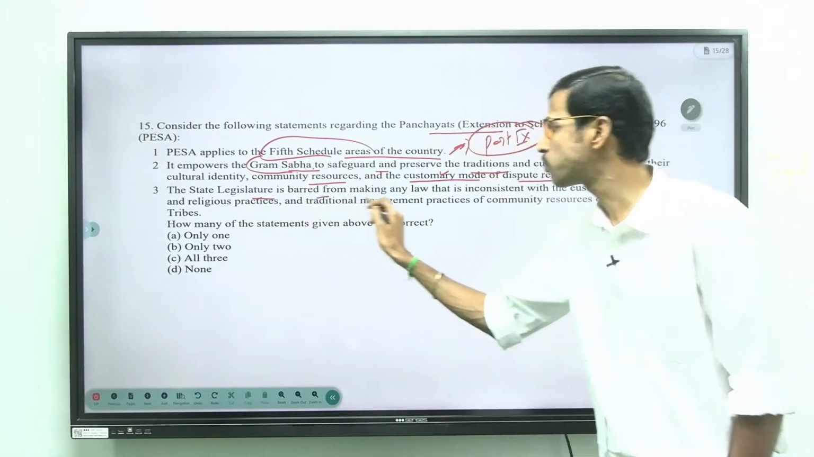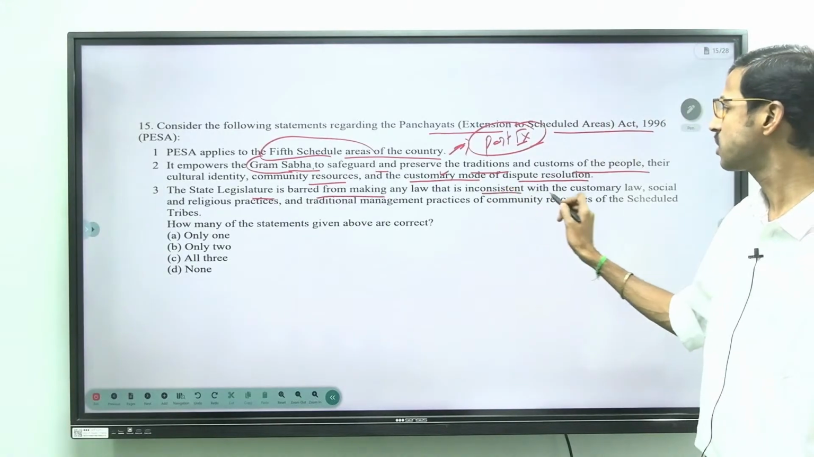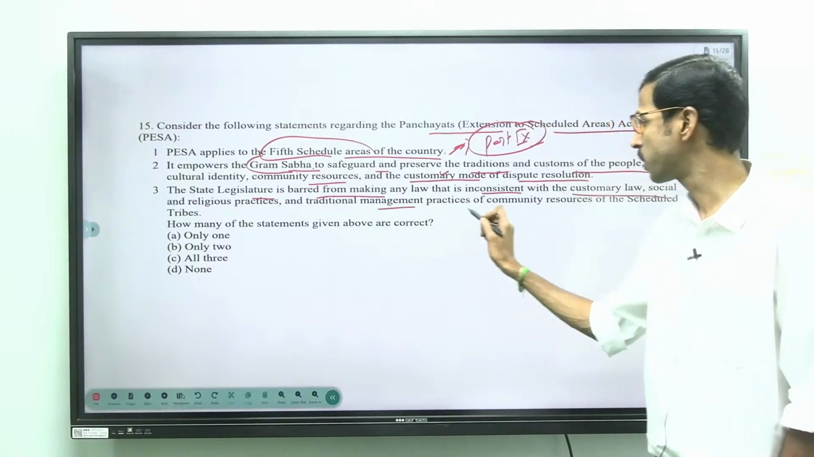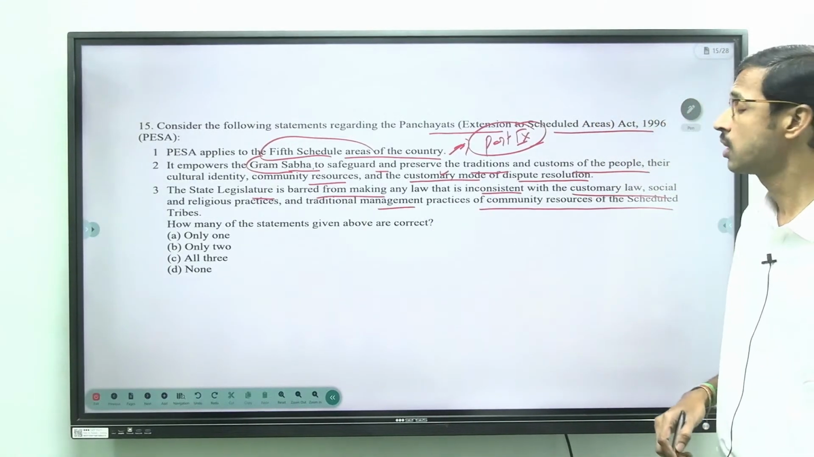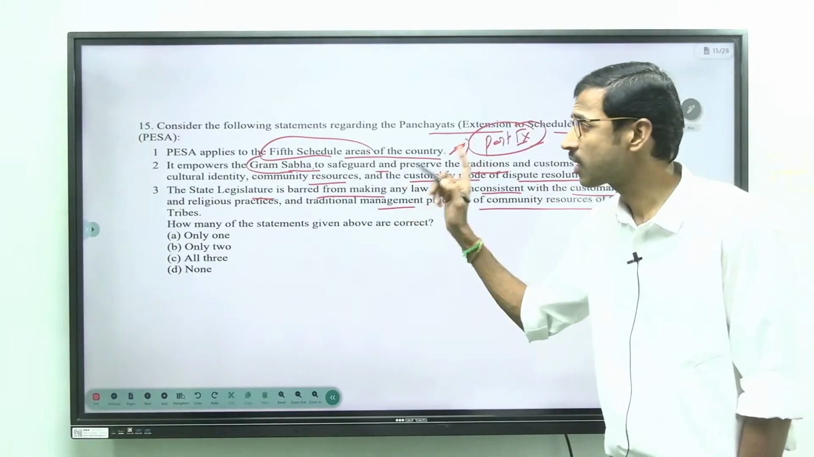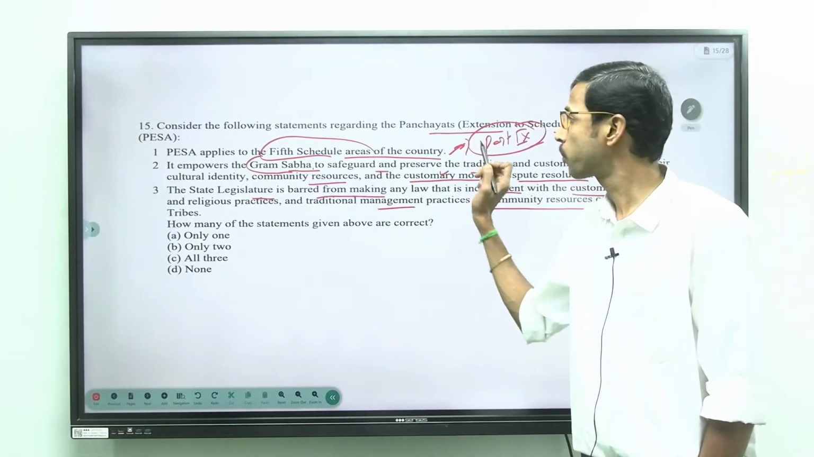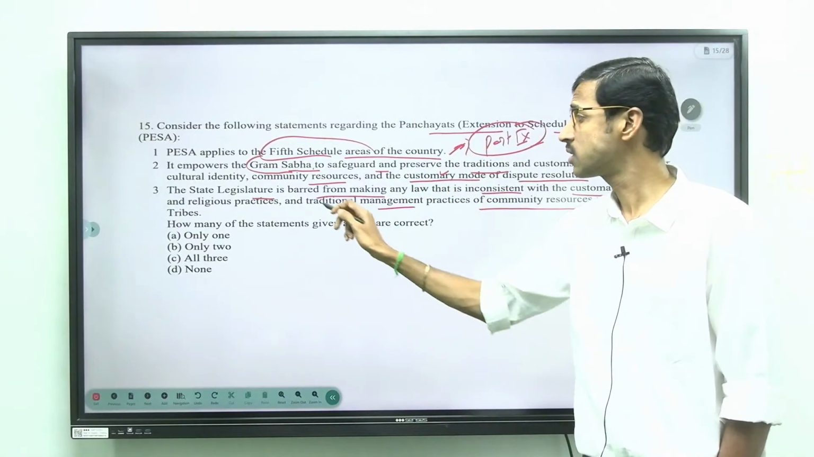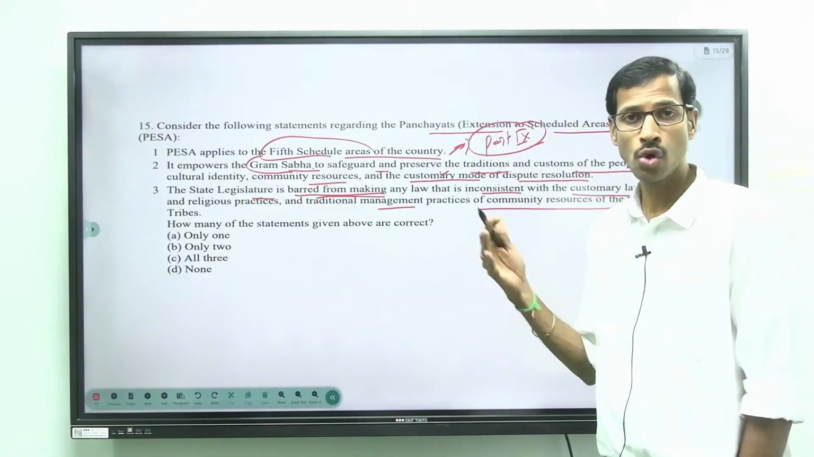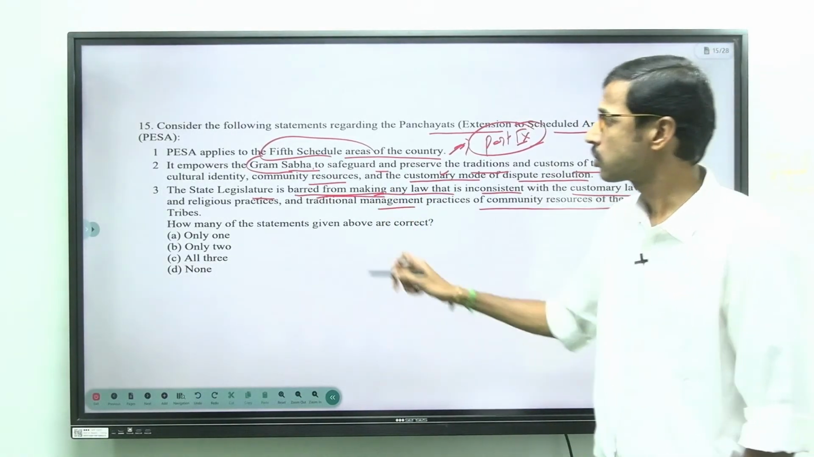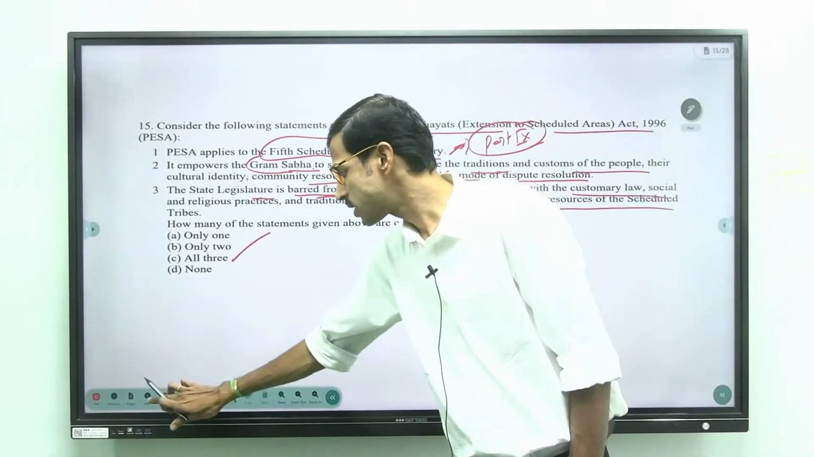The state legislature is barred from making any law that is inconsistent with the customary law, social and religious practices, and traditional management practices of community resources of the Scheduled Tribes, right? The 5th Schedule and Part 9 are completely related to the central government only. The state legislature is completely barred. There is no power for the state government to do anything here, right? So all 3 are correct. C is the correct option.